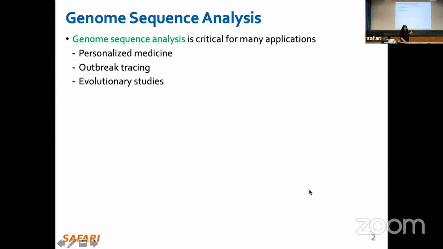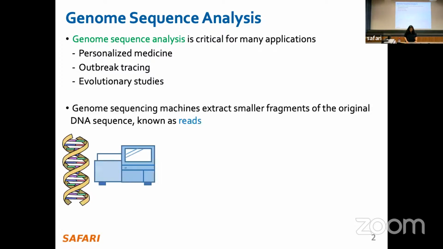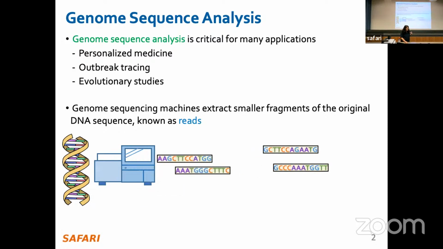So genome sequence analysis is critical for many applications, such as personalized medicine, outbreak tracing, and evolutionary studies. And over the past few years, we've also seen the increasing importance of it in medicine. So genome sequencing machines extract the smaller fragments of the original DNA sequence known as reads. When we have a sample collected from a patient or some organism and we want to analyze it, the sequencing machines usually cannot read the whole thing at once. So they generate these smaller fragments. We call them reads.